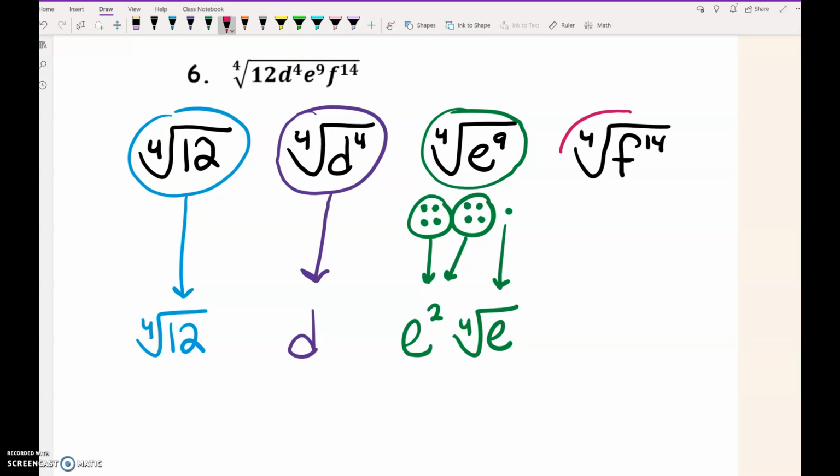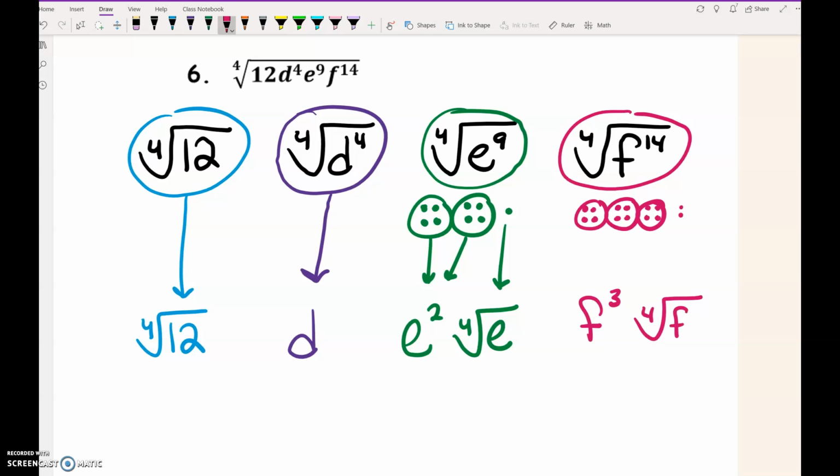Okay, the 4th root of f to the 14th. 1, 2, 3, 4, 5, 6, 7, 8, 9, 10, 11, 12, 13, 14. It goes in 3 full times. That would be an F, not an E. And there's 2 left over, so I have the 4th root of F squared still under the radical.